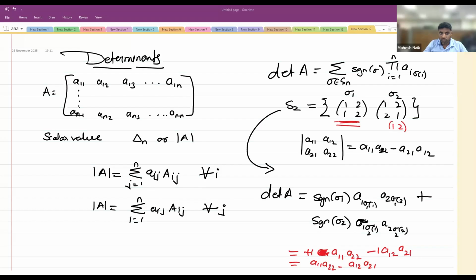Minus 1 raised to the number of transpositions. Transpositions are cycles of order 2. So if you can write the permutation in 2 transpositions, then it will be minus 1 raised to 2. If you can write down a permutation in 3 transpositions, then it will be minus 1 raised to 3. So when it is an odd permutation, the sign will be negative, and for even, the sign will be positive. Yes. Okay, sir.